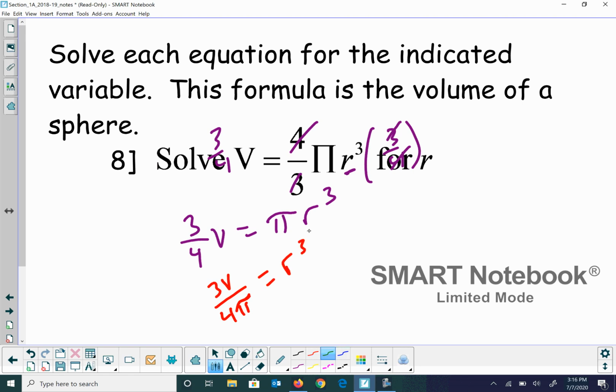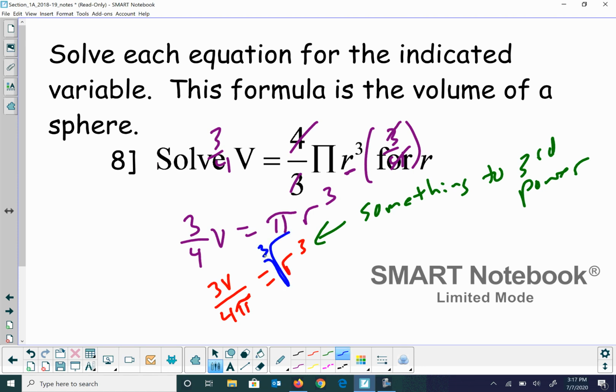Well, how in the world do we undo r to the third? So that is something to the third power. If it's to the third power, that means I have to take the third root of both sides. So I'm going to put that little tiny script in there. So I'm going to go third root of that. So my answer is going to be r is equal to the third root of 3v, here's a v, over 4 pi. And that's how that answer falls.